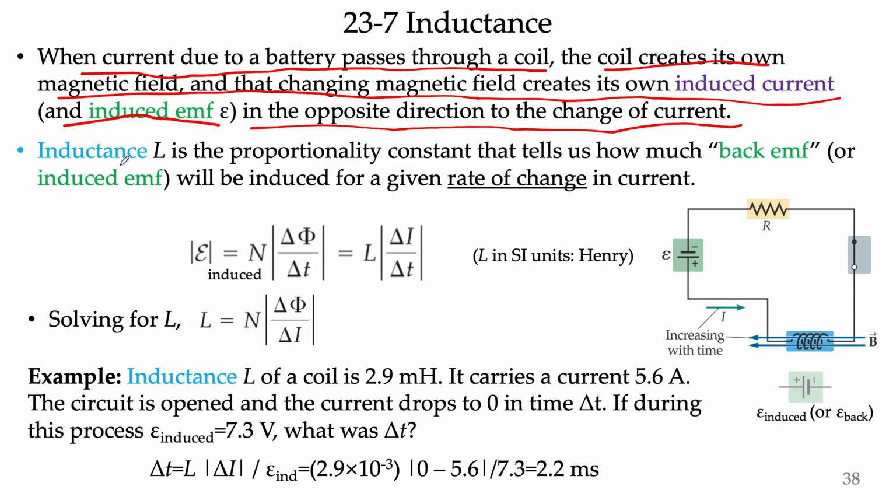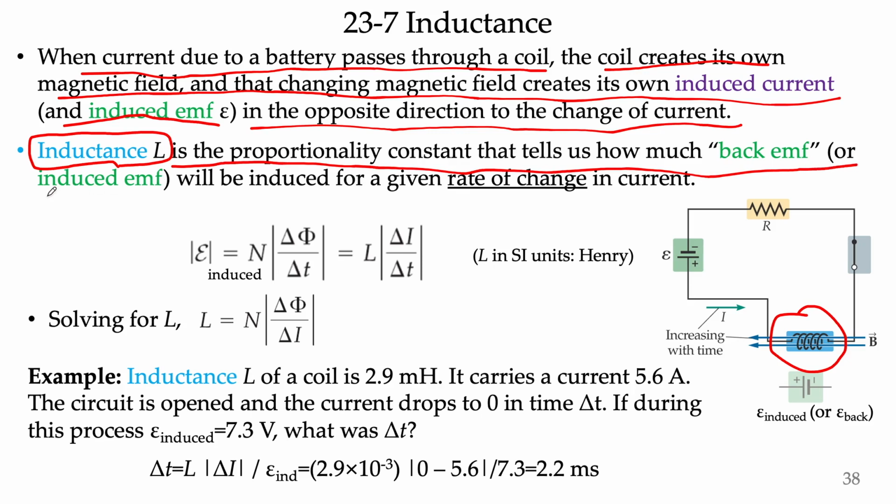Okay, so now we're going to define something called inductance. Remember, for resistors, we have resistance, right? For capacitors, we have capacitance. Now, for coils, also called inductors, we have inductance. So what is it? It's basically the proportionality constant that tells us how much back EMF, how much back electromotive force, or how much induced EMF will be induced for a given rate of change in the current.